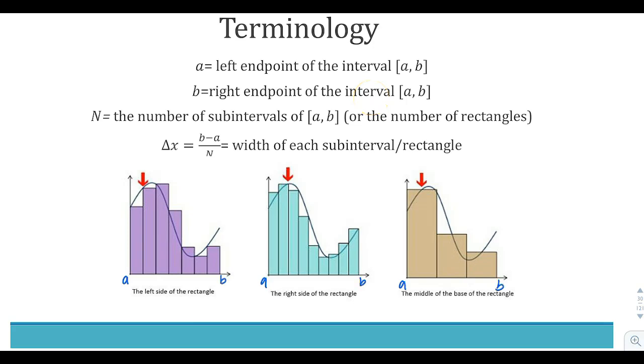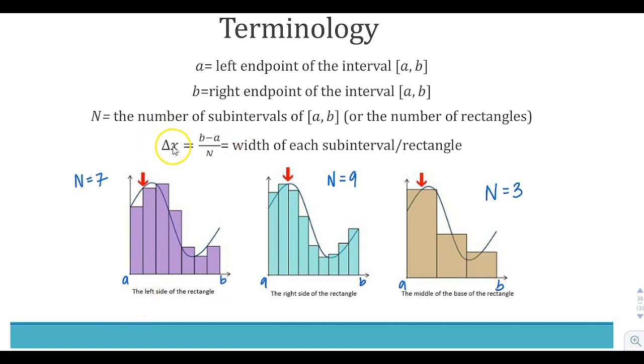Now, we call N, capital N, the number of subintervals A to B, or the number of rectangles that we are creating. So in this example, we would have that N is equal to 7. Here, we would have that N is equal to 9. So there are 9 equal subintervals. And then here, we have N is equal to 3. So all of these are equal subintervals.